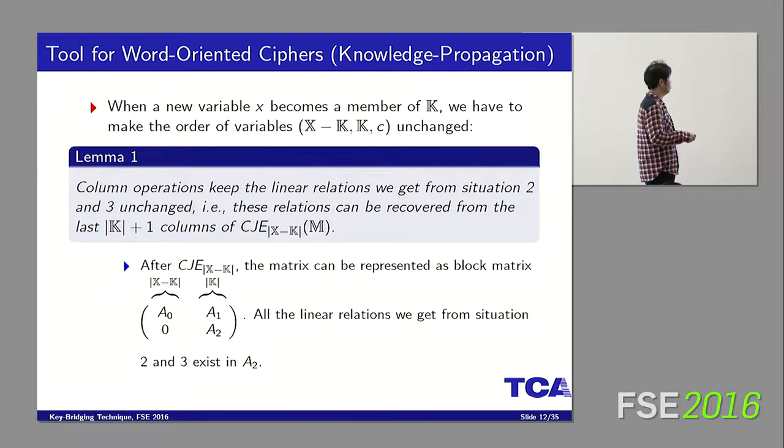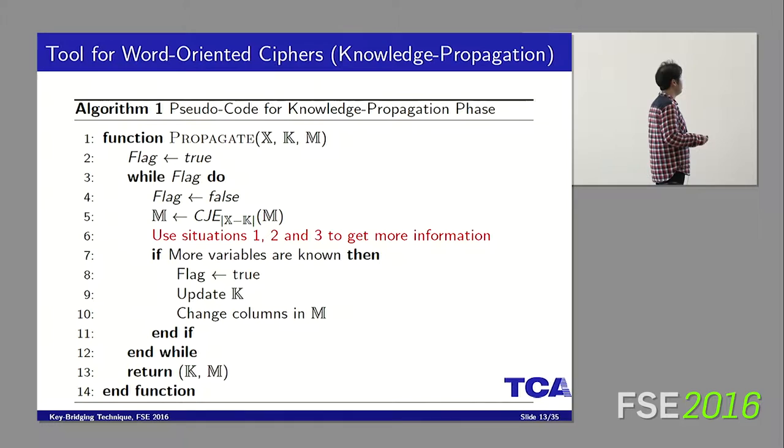This is the pseudo code for the knowledge propagation phase. The main step is that we use situations 1, 2, and 3 to get more information. And if more variables are known, we should change columns and update K. Change columns to keep the order of the matrix unchanged, redo the Gauss-Jordan elimination and get more information again. The output of this pseudo code is a new set K and a block matrix M.